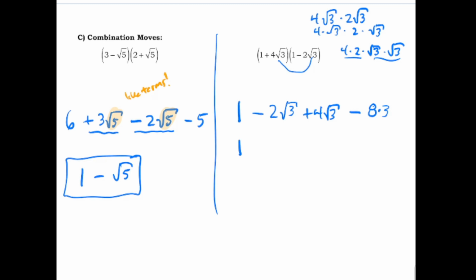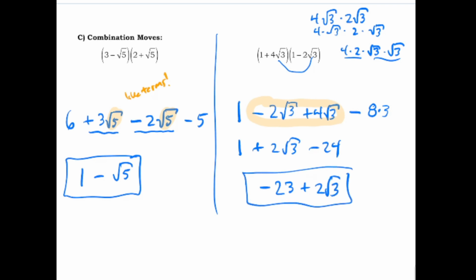So I got a 1. Let's combine these two together. They're like terms, right? Root 3 and root 3, they're both the same. So I got a -2 plus a 4. It's going to give me a +2 radical 3. And then don't forget I got this -24 at the end. And so now I should combine the 1 minus the 24. And here's what we're looking at: -23 plus 2 roots of 3.